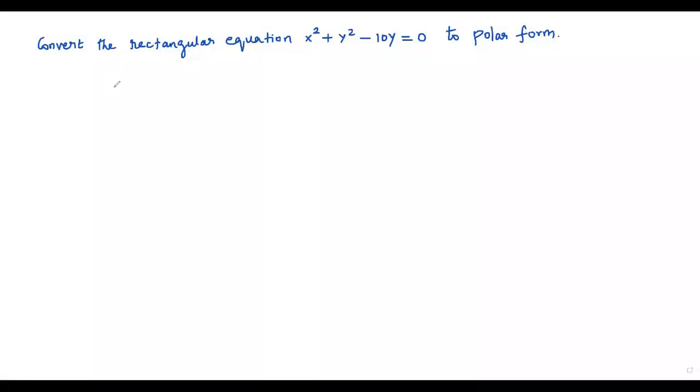Here we have an honors pre-calculus question. Okay, let's read the question. Convert the rectangular equation x² + y² − 10y = 0 to polar form. So here we have to convert the rectangular equation to polar form.